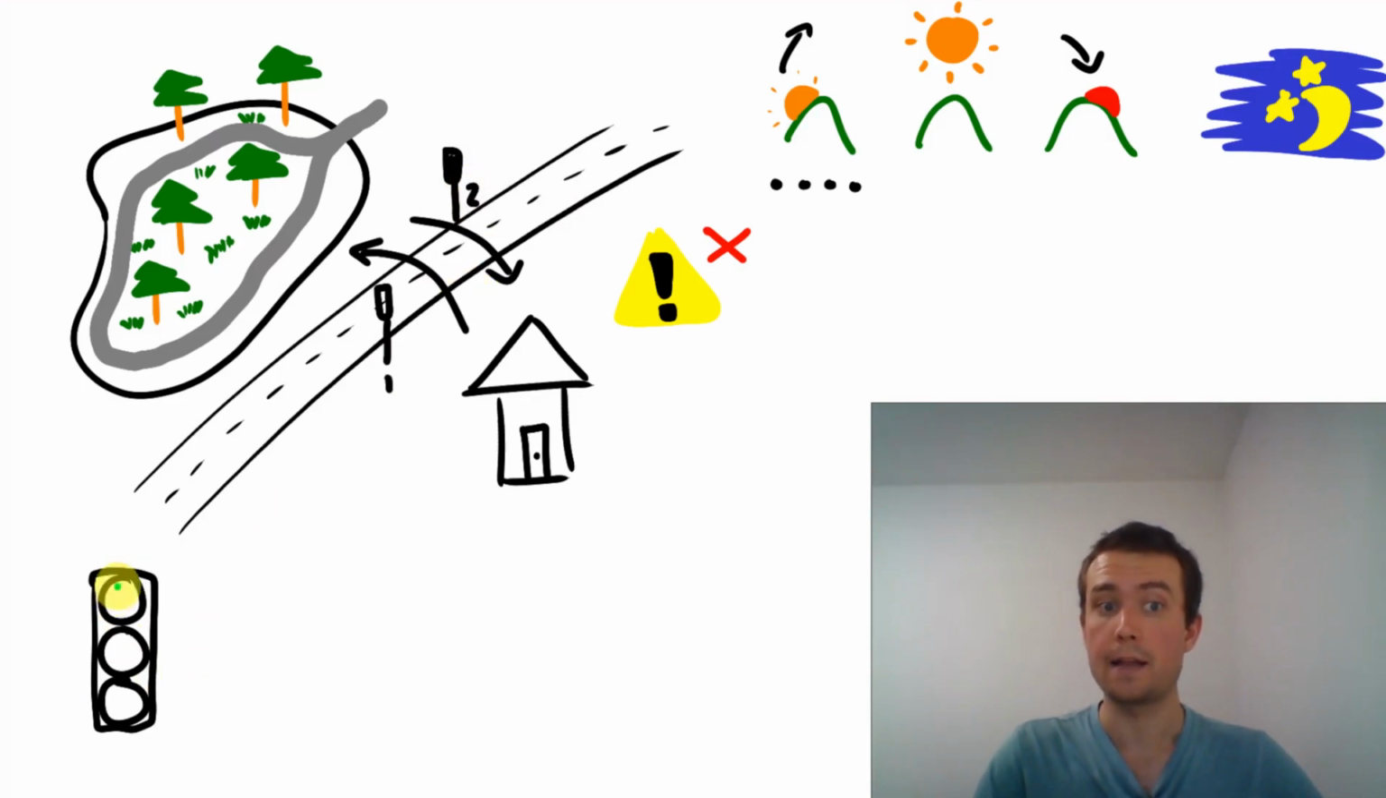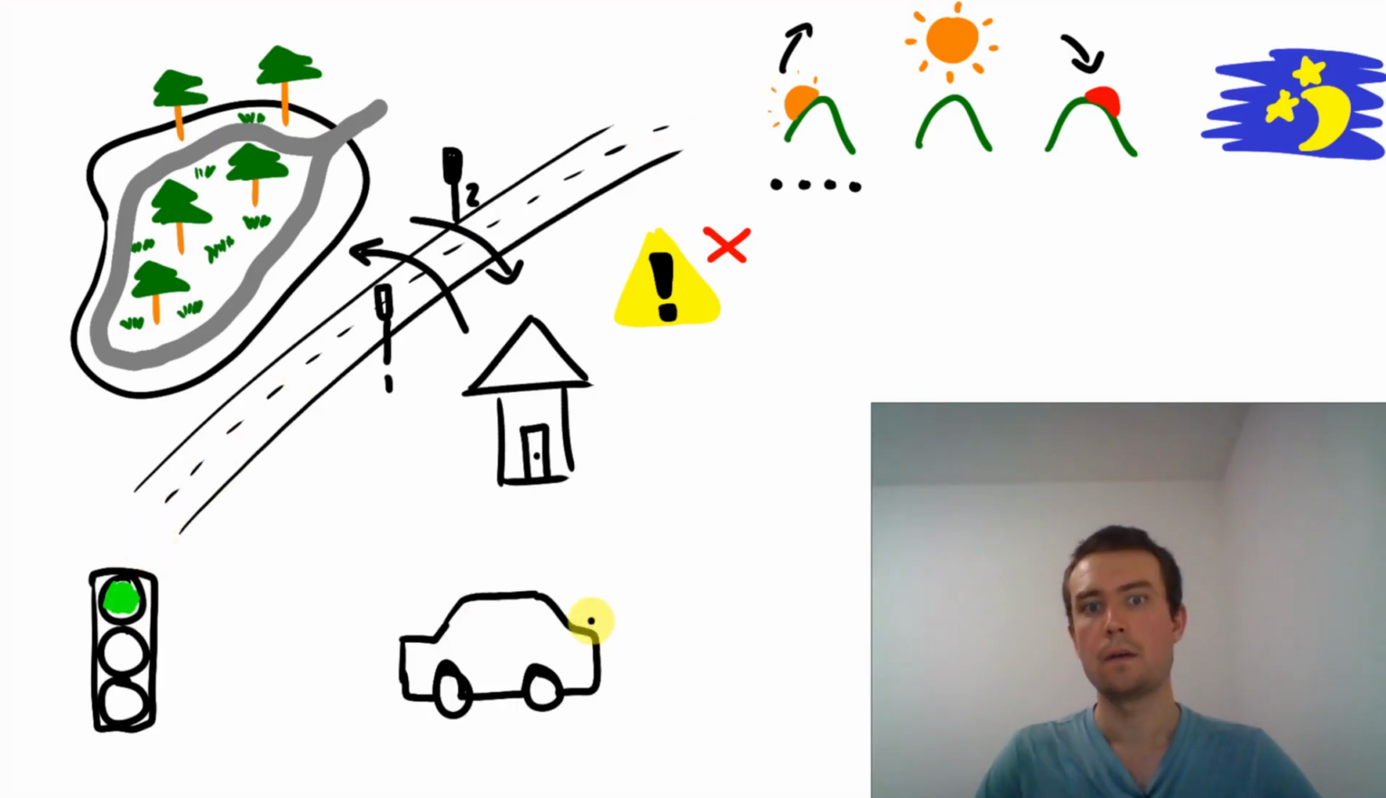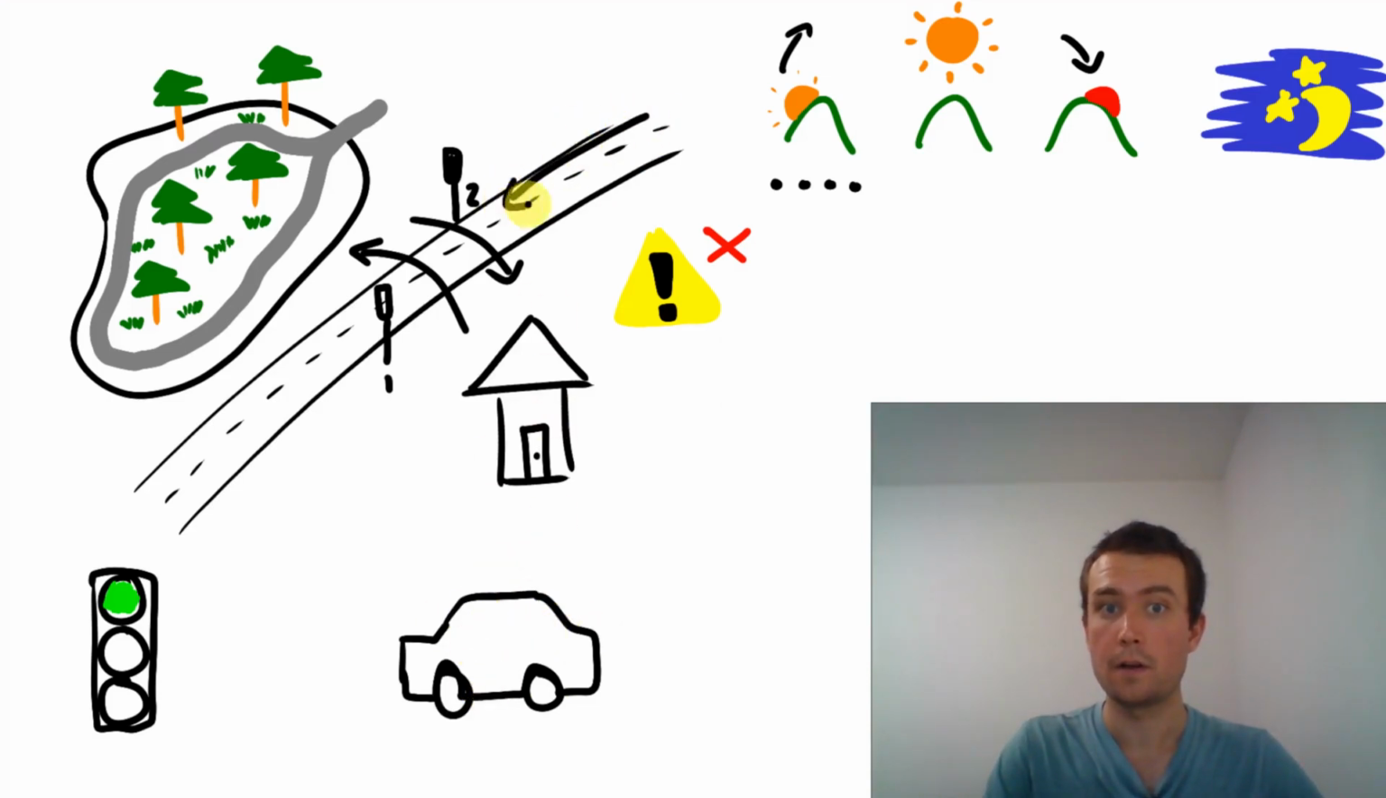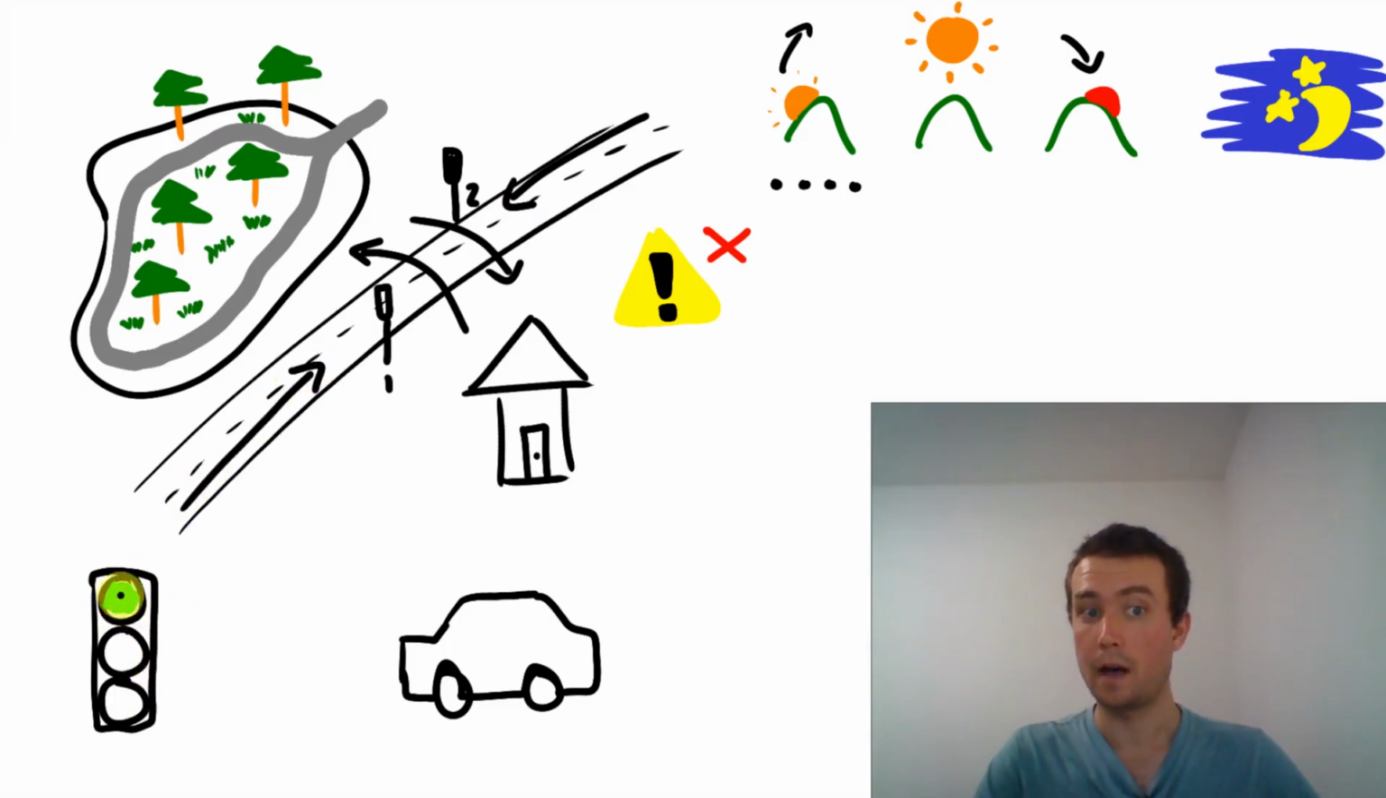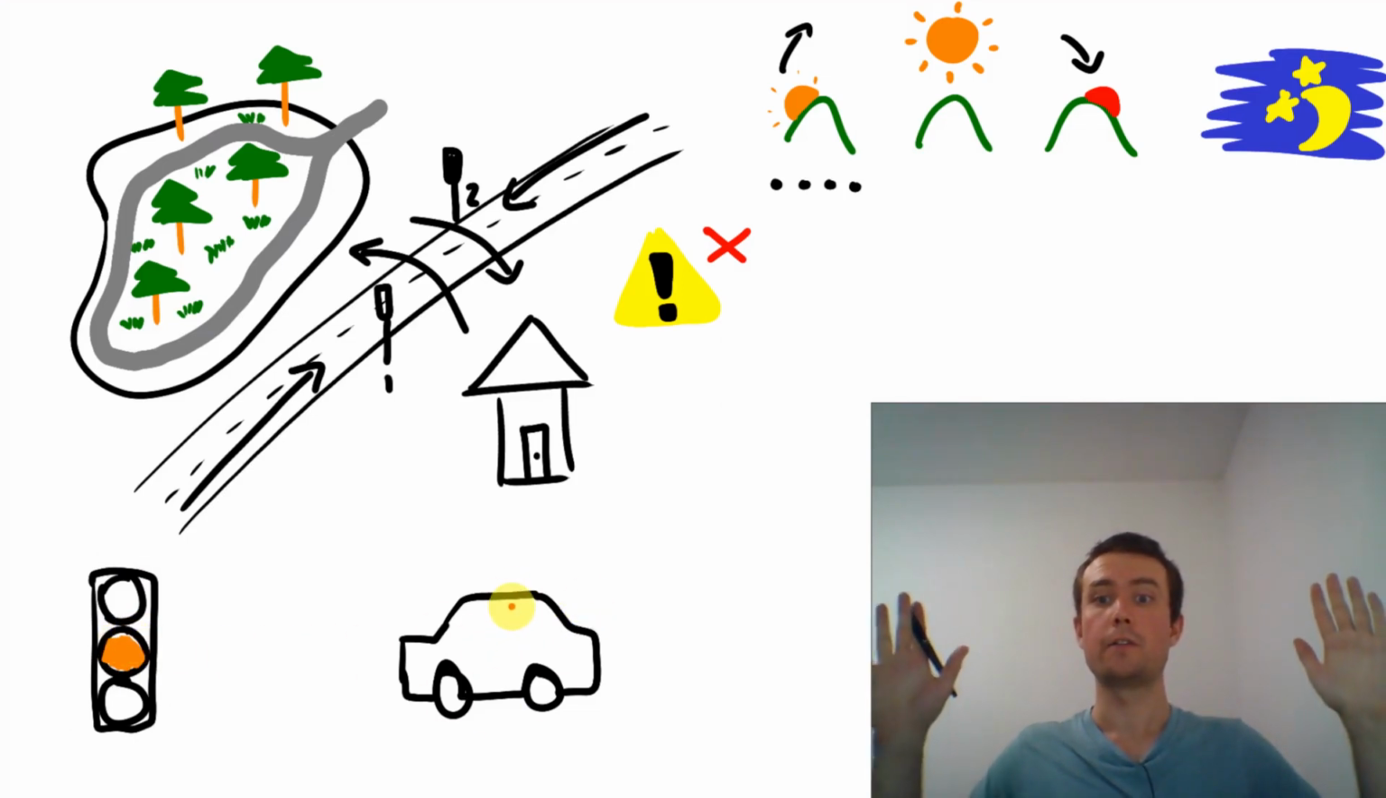When the traffic light is green, the cars can go. This is a car. Cars drive along the road. When the traffic lights are orange, the car has to slow down.